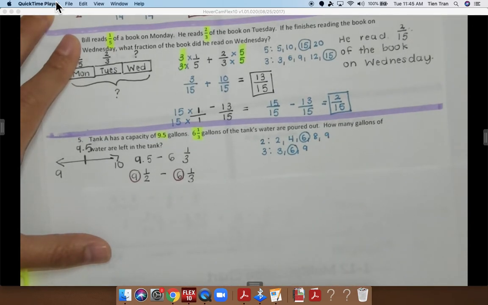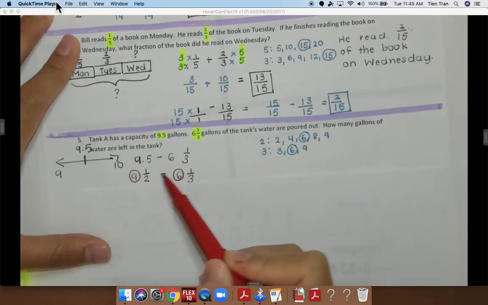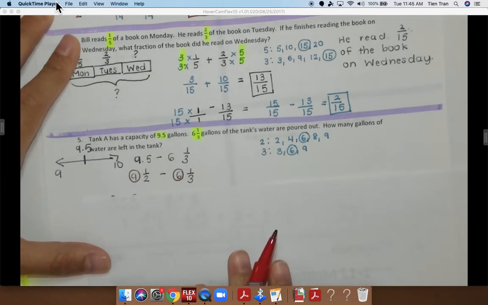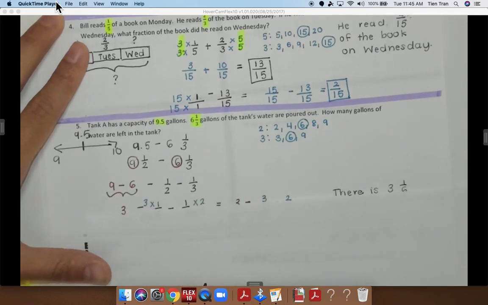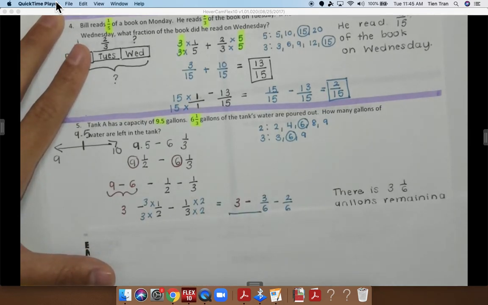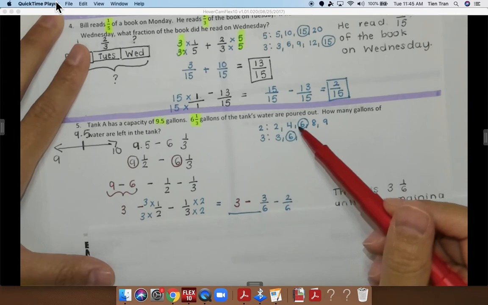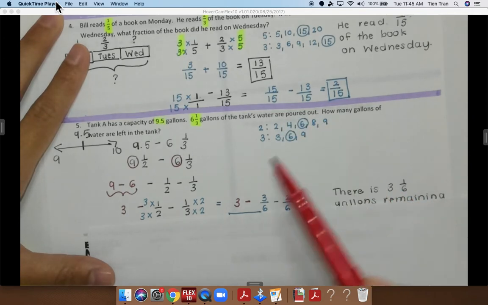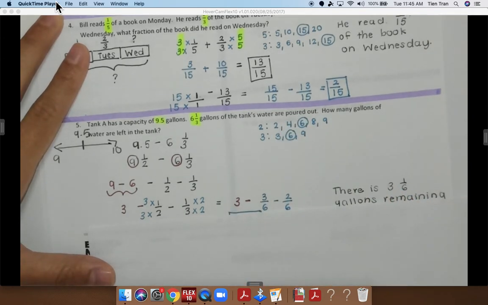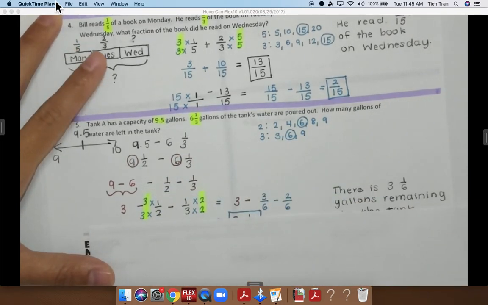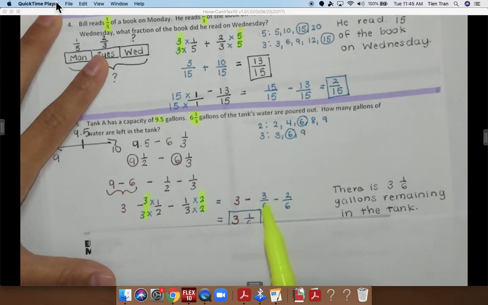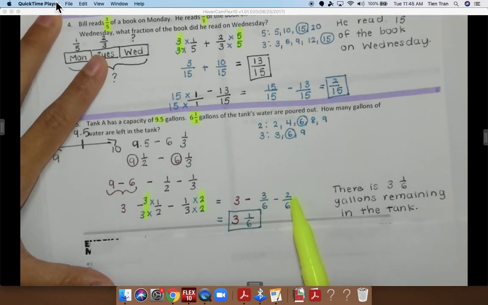So first I'm going to subtract my whole numbers, 9 minus 6, which is equal to 3, and then I'm bringing down my fractions, 1/2 and 1/3. Now the common denominator for 3 and for 2 is going to be 6. So I multiplied 2 times 3, which is equal to 6, and 3 times 2, which is also equal to 6. So now I have 3 minus 2, 6 minus 2, 6. So 3 minus 2 is equal to 1, and my denominator is 6.